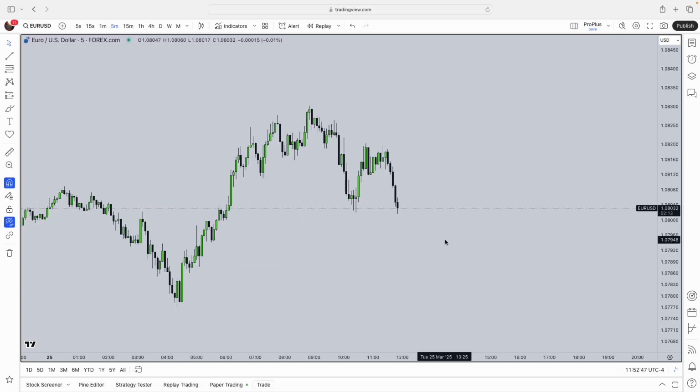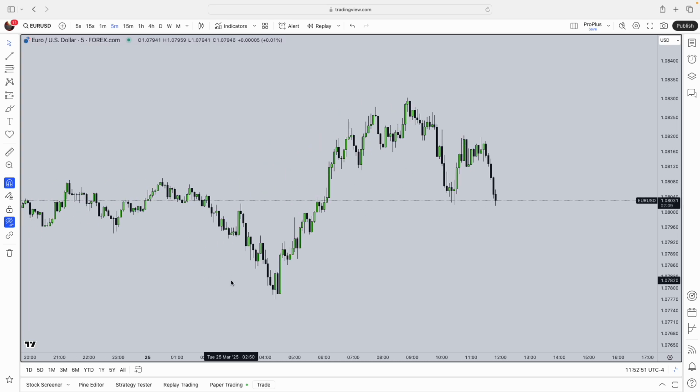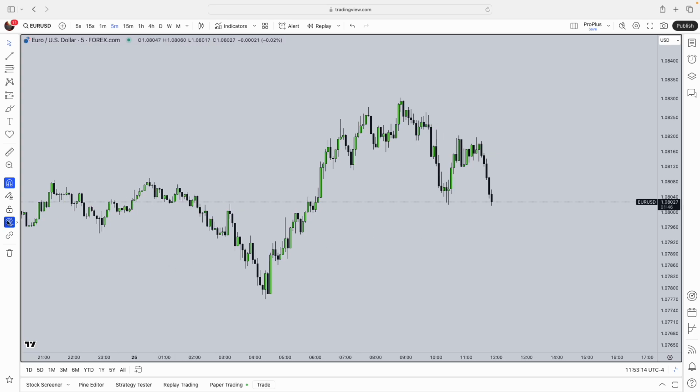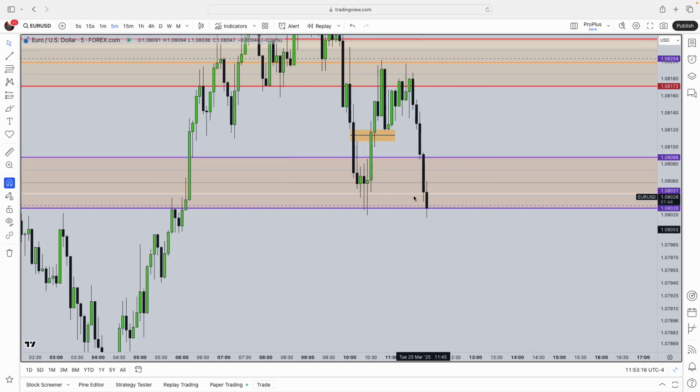So straight away you should mark out the midnight open price. If you haven't checked out ICT's video about it, you should 100% check it out. The midnight open price is pretty much where price is trading now. You get the high and then the low of the range. So it should look like this here. That's the midnight opening price there.